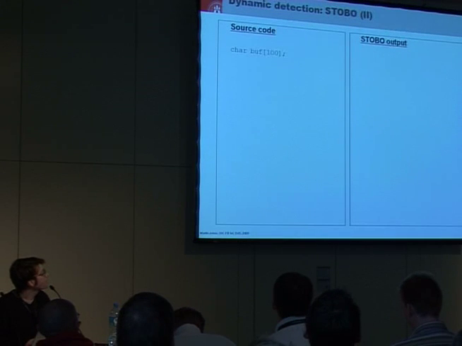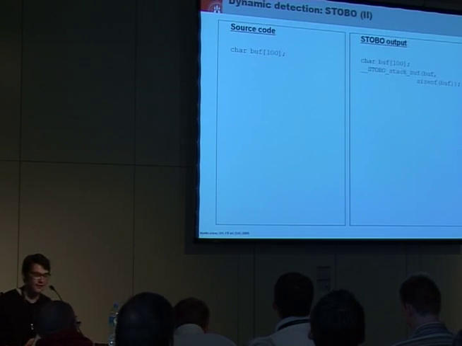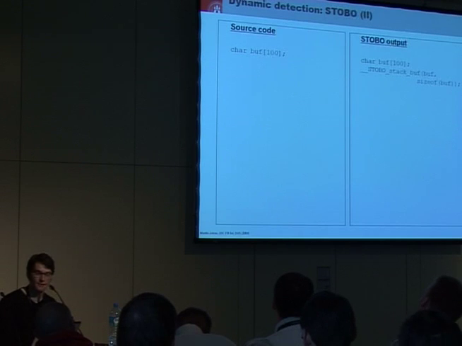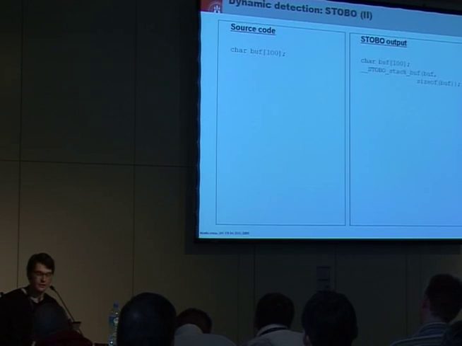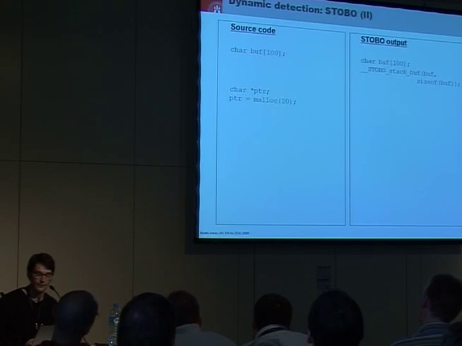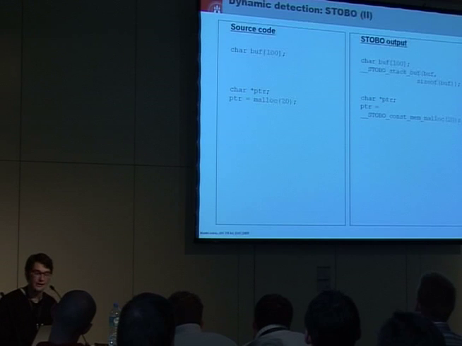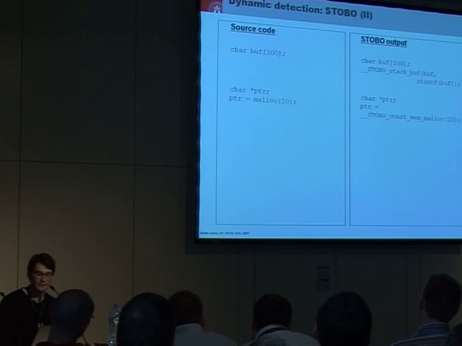Example here, we got our source code. The declaration of a character buffer of the size 100 looks like that after Stobo worked on the source code. We still declare the buffer, but then we call a function called Stobo stack buff. Stobo has a global table of all the buffers and all the buffer sizes, and this function just memorizes that buffer and its size. If we do heap allocation, it looks like that. Stobo also just declares a pointer, but the malloc is wrapped. So we don't call malloc directly, but we call Stobo const mem malloc. Stobo allocates the memory, but also makes an entry in the global table that we now have a buffer called pointer with the size of 20.